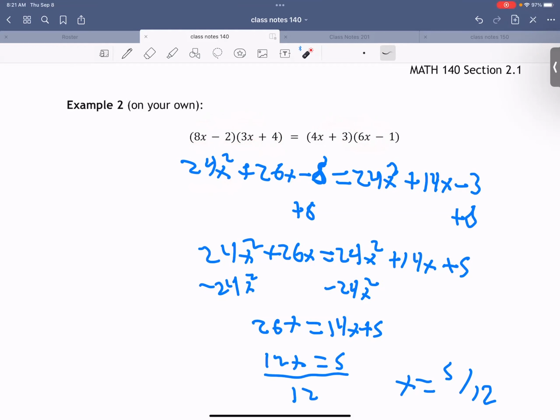Okay, once we got here, you could pretty much add and subtract anything that you'd like on both sides. You didn't have to add specifically the 8, you could have done the 3. But once you've gotten everything on one side and the x's on the other side, you should have gotten 5 over 12. Any questions on example number 2?